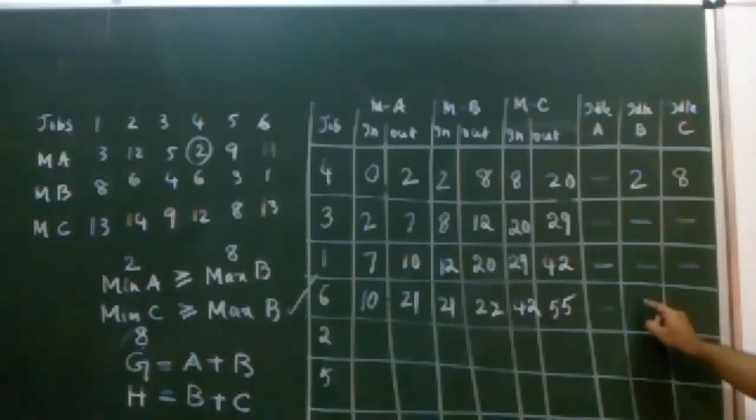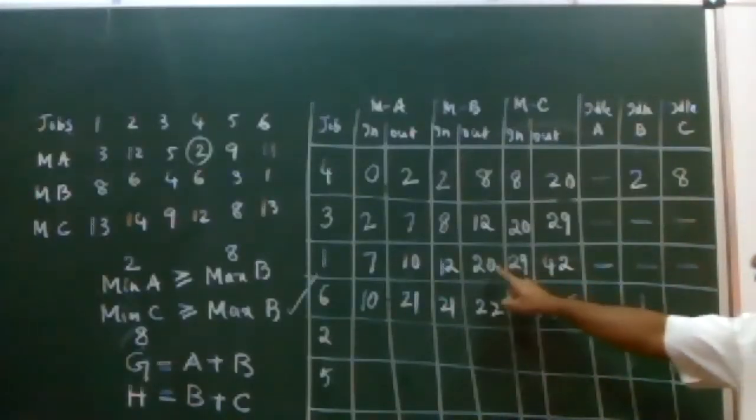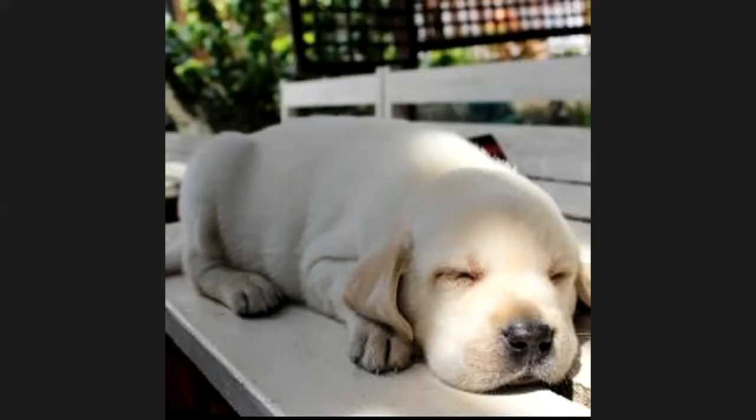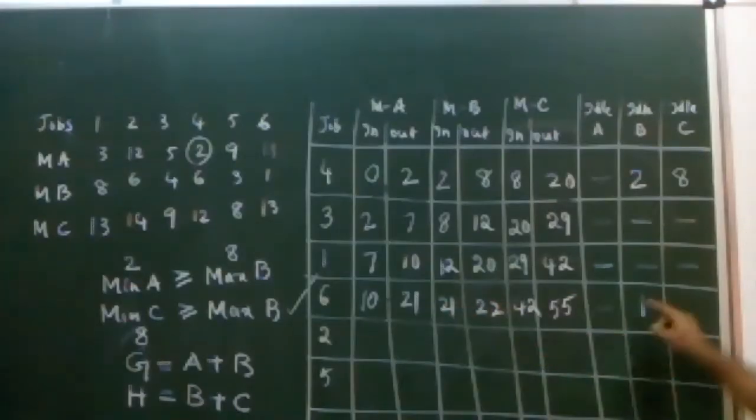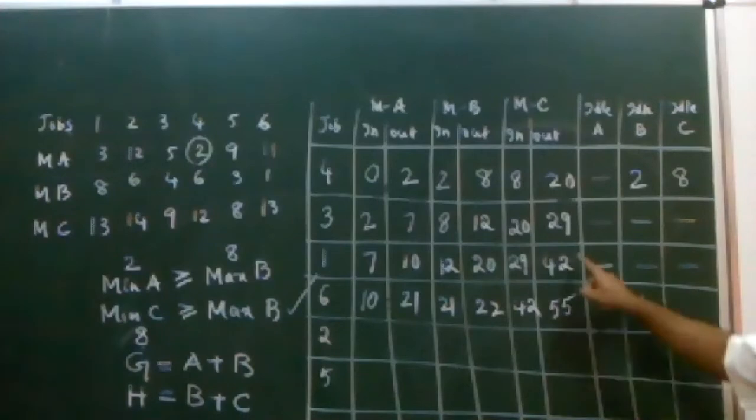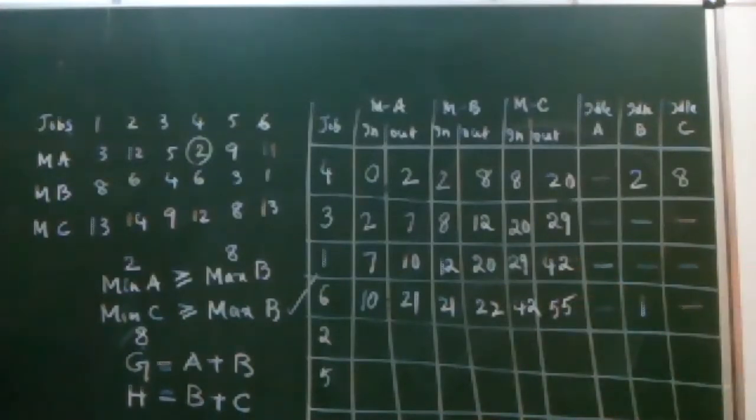It is 0 here. And this is 1, because you can see the previous job is completed at 20 and the next job started at 21. Therefore, the idle time is 1. And here it is 42 minus 42, 0. Now we'll come back to job number 2.